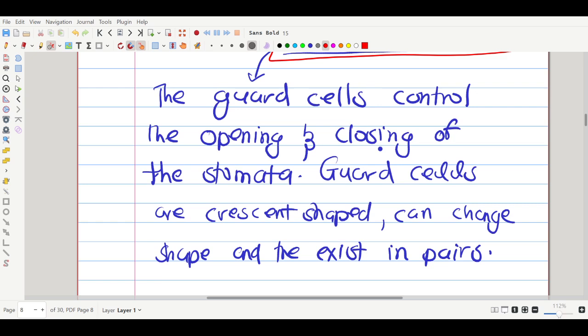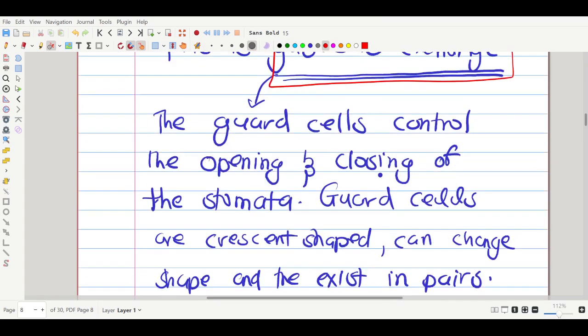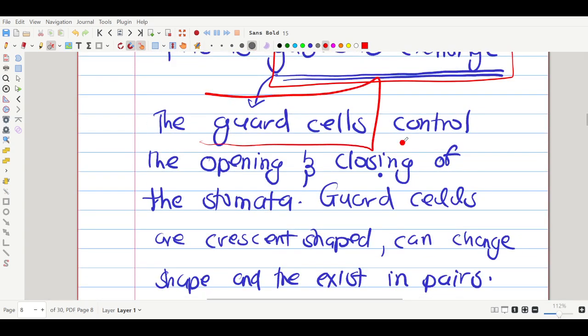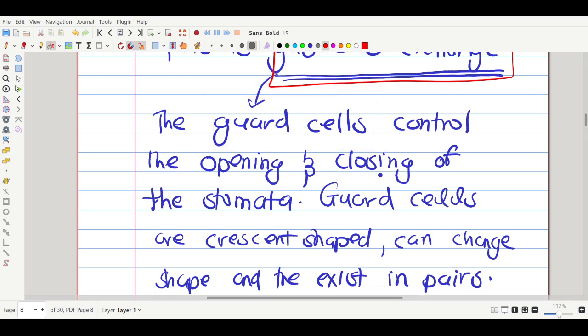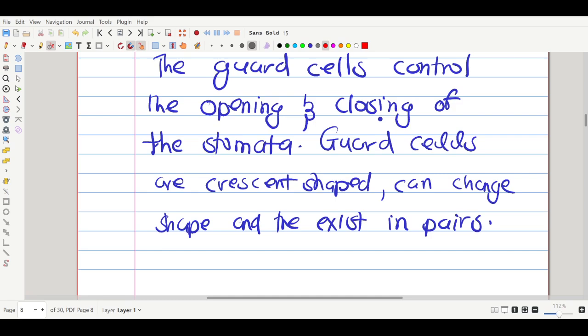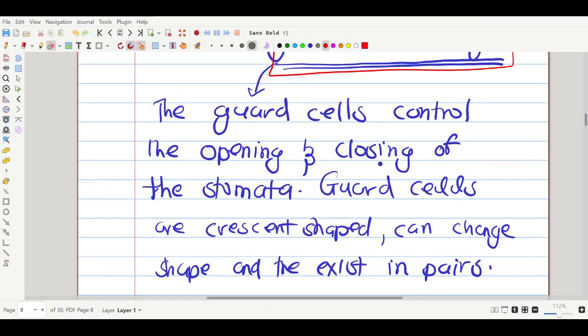The guard cells are crescent shaped. They can change shape and they exist in pairs. In order to have an opening in between them, they have to exist in pairs. So this is a specialized cell, a cell that has a specific function in the plant. We are talking about how it's suited for its particular function. It is crescent shaped, and these cells can change shape on top of that, and they exist in pairs. They come in twos.